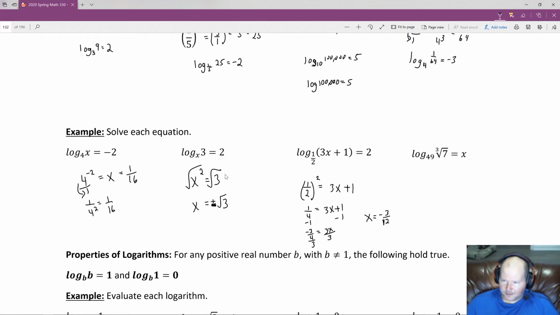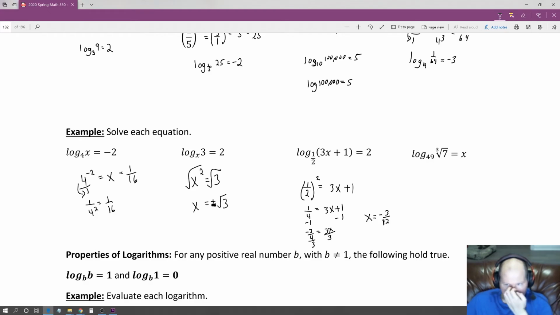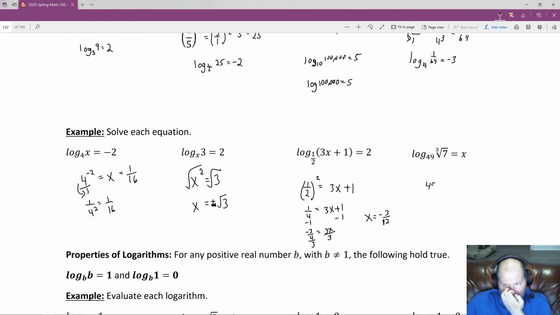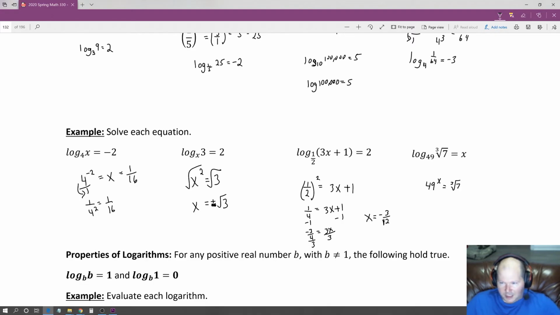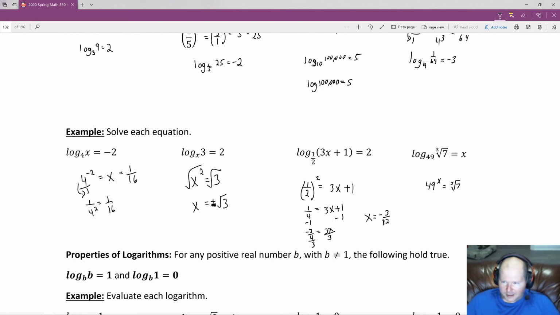Okay, how about this one over here? So over here we're saying 49 to the x power is equal to the cube root of 7, right? So that's what they're actually saying right there. Okay, so again, 49 to the x power is equal to the cube root of 7. Now this looks really strange, and we probably need to do this new trick I'm going to show you, which is you get the same base. So if I do the prime factorization of 49, that's really 7 squared.